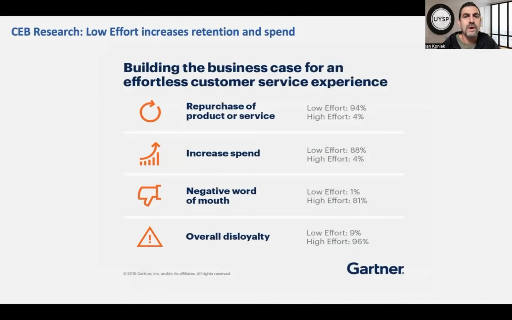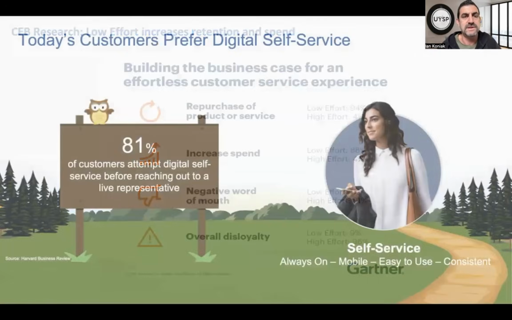And that's what we're going to do: we're going to help you build a business case for an effortless experience where they can repurchase, spend more, reduce the negative word of mouth, and reduce the disloyalty and the churn.